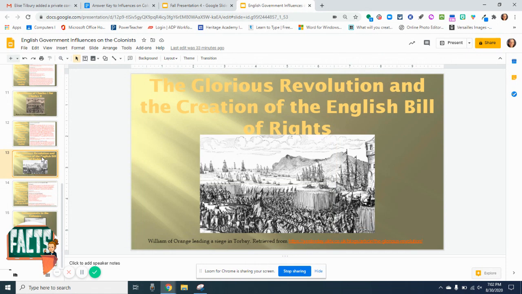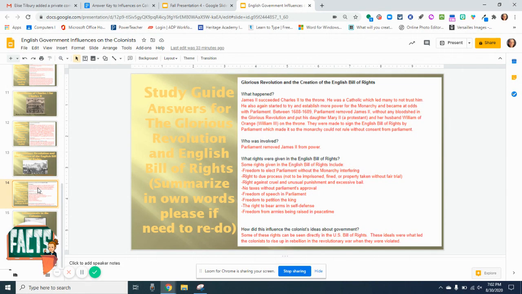Okay, the Glorious Revolution and the creation of the English Bill of Rights. So after Charles II watches his father get beheaded, you would think that his successor, King James II, would be like, oh, I'm not going to mess with Parliament and not going to override my authority, but he did. King James II succeeded Charles II to the throne. He was a Catholic, which again exacerbated the problem of people not liking him and not trusting him. And he also started to try to establish more power for the monarchy and came at odds with Parliament. And this led to the Glorious Revolution.